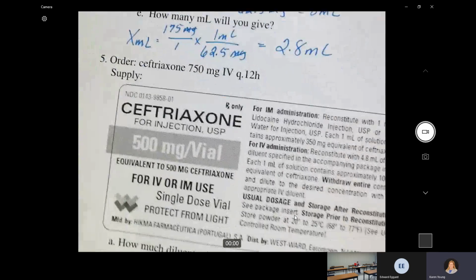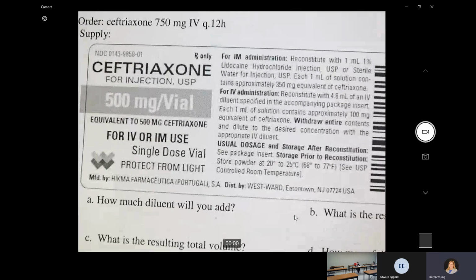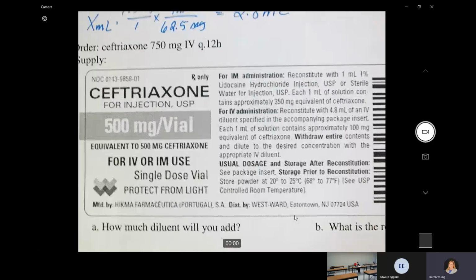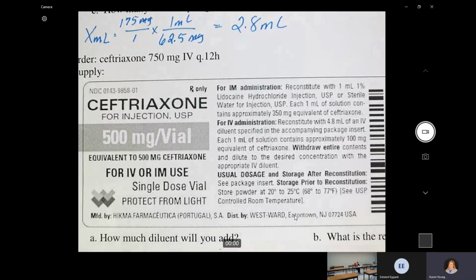All right. So on number 5, ceftriaxone, I want you to figure out the A, B, and E. Okay? Without me saying anything, I want you to try A, B, and E.